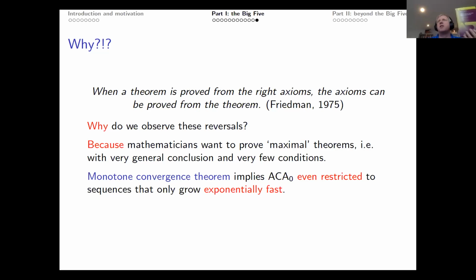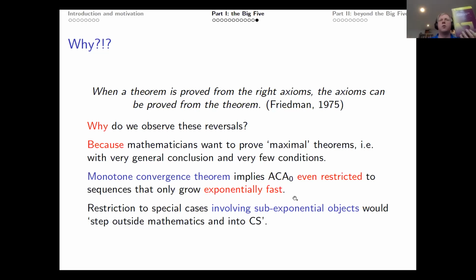But no mathematician would formulate the monotone convergence theorem that way. They would say for as many sequences as possible. Yet the equivalence already goes through for exponentially fast. That's why we always have a reversal. And so to have things that don't reverse, you have to go to sub-exponential sequences. But sub-exponential stuff, that's more computer science. I mean, P, NP, and all that jazz. So in math, you wouldn't look at this in the first place.